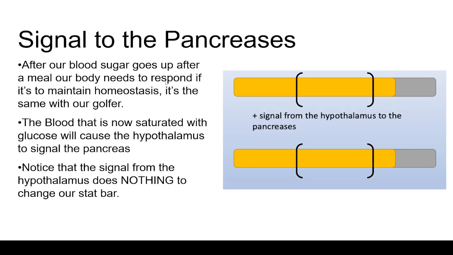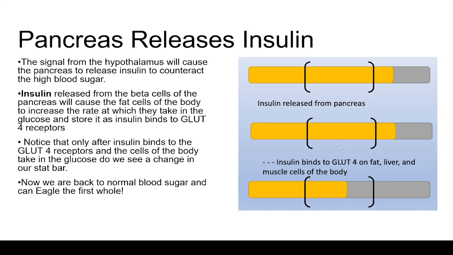So what's going to happen is your body will send a signal to the hypothalamus saying, hey, my blood sugar's high. And a signal from the hypothalamus will get sent to the pancreas. But you notice that that doesn't lower your blood sugar because it's part of the signal control center pathway. Now, your pancreas is going to release insulin.